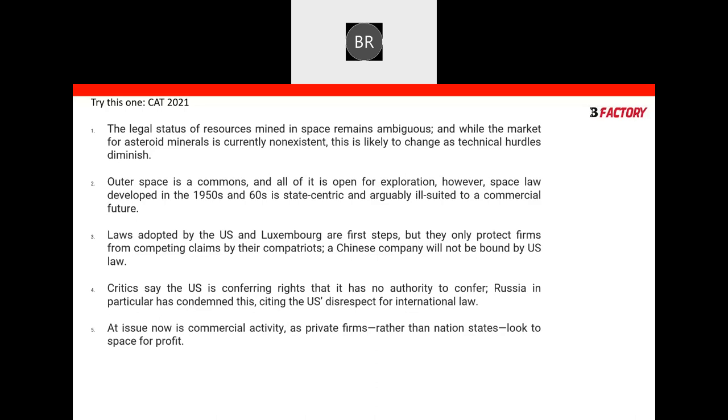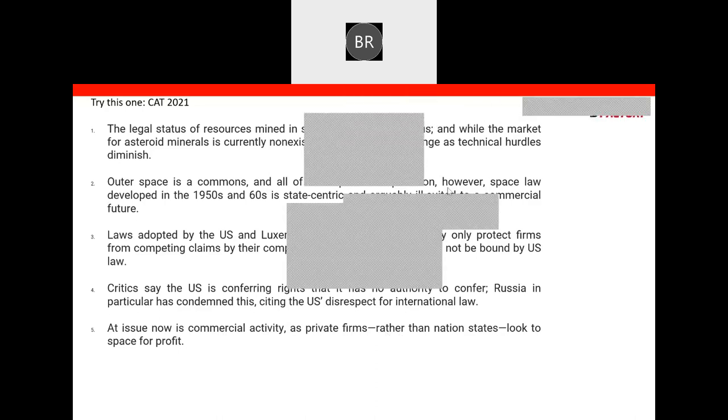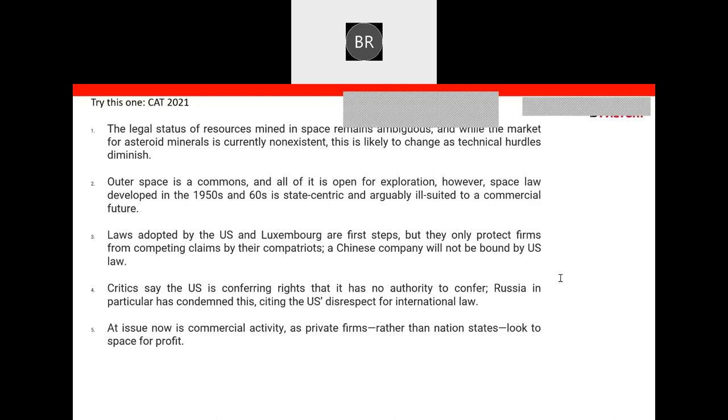Okay. Number 5. At issue now is commercial activity, as private firms rather than nation states look to space for profit. ठीक है? तो पहला चीज जैसे पैरा जंबल्स में हम लोग ये सब बात करेंगे, 2 and 5 are linked. याद करो मैंने लिखा था उस समय, कह रहा था ना लिंक्स देखना पड़ता है, अगर थोड़ा सा कॉम्प्लिकेटेड क्वेश्चन हो तो लुक फॉर लिंक्स. Give me a thumbs up if you understand the point.